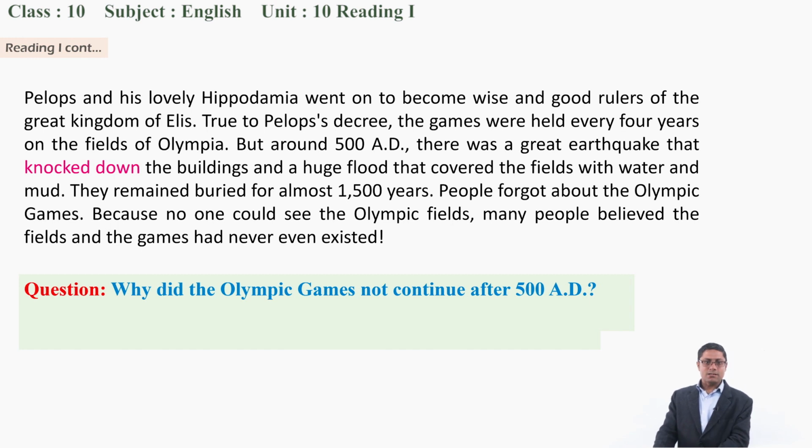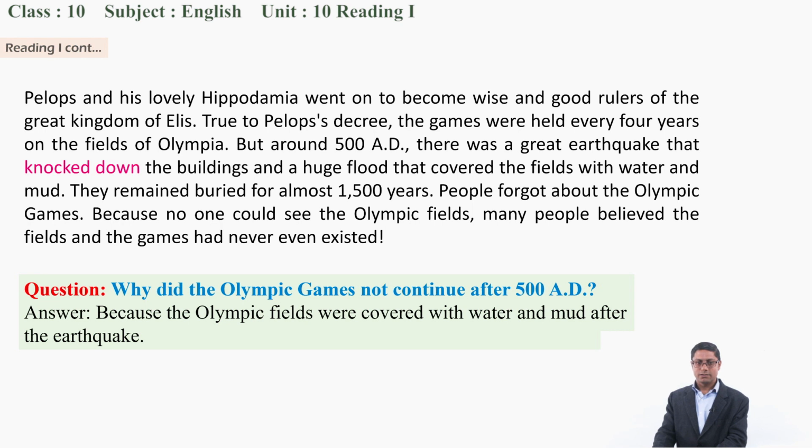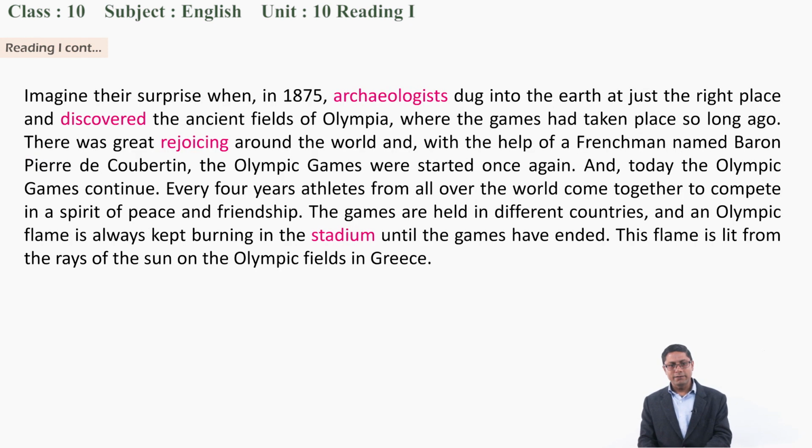So, why did the Olympic Games not continue after 500 AD? Can you tell me? Yes, because the Olympic fields were covered with water and mud after the earthquake. Now, let's see the last one.